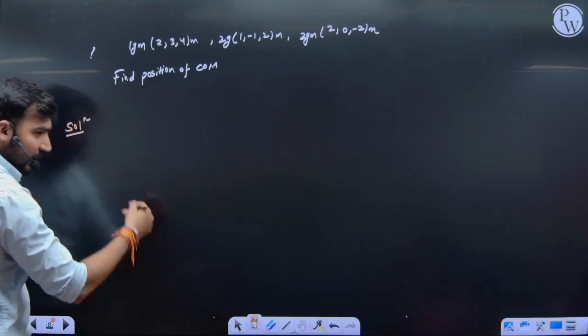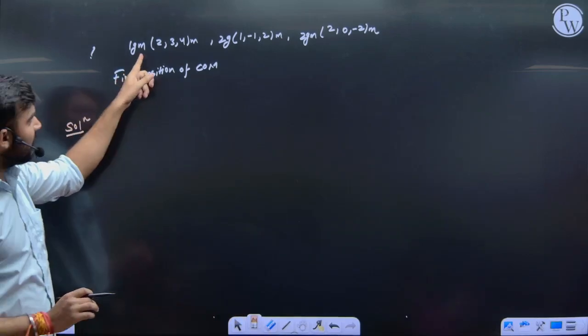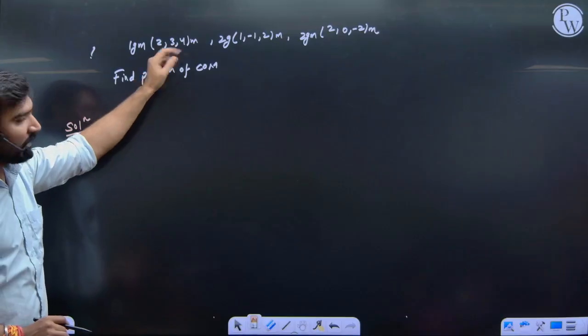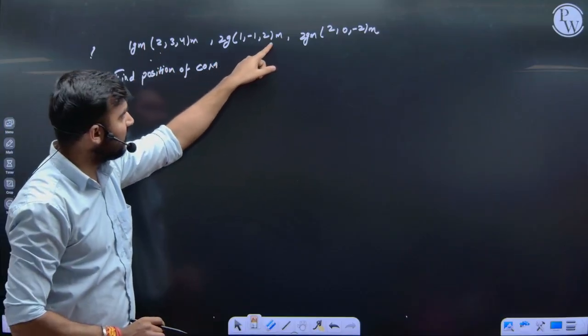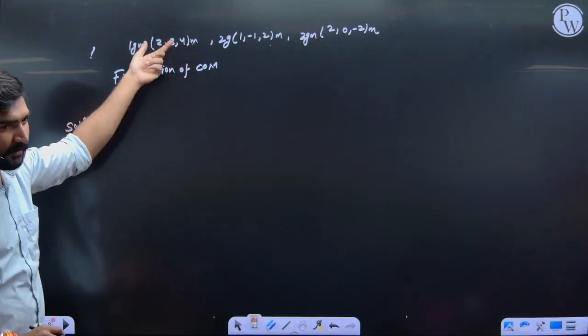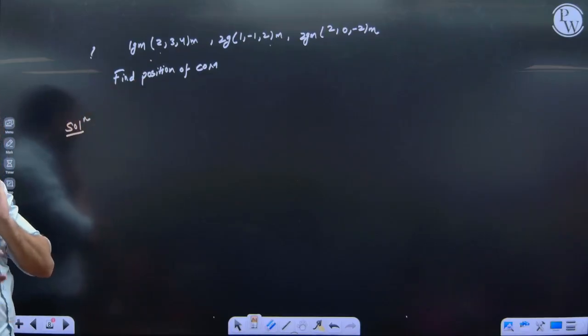Everyone, when I write the formula after the explanation, try to write with me. Three particles, their masses m1, m2, m3 are given. Their x, y, z coordinates: of the first mass, of the second mass, and of the third mass. They are saying meter, but the masses are in grams, so we need to convert in kg. I will tell you all the things.